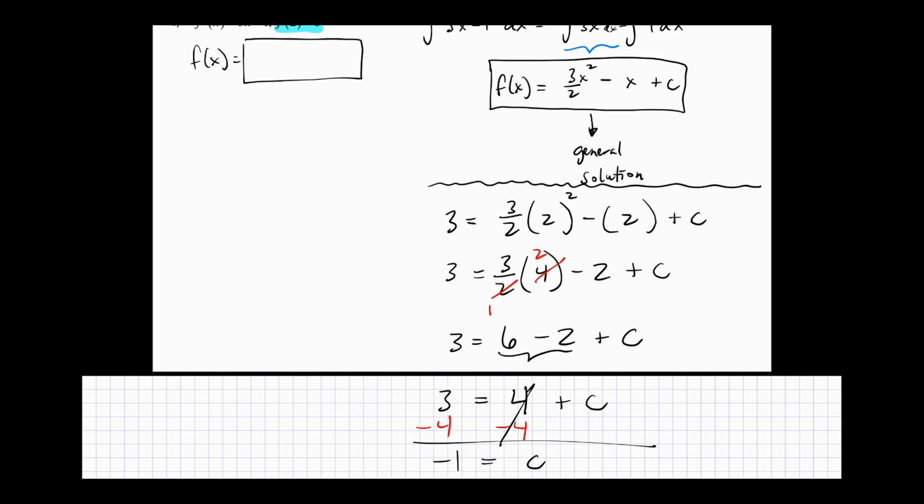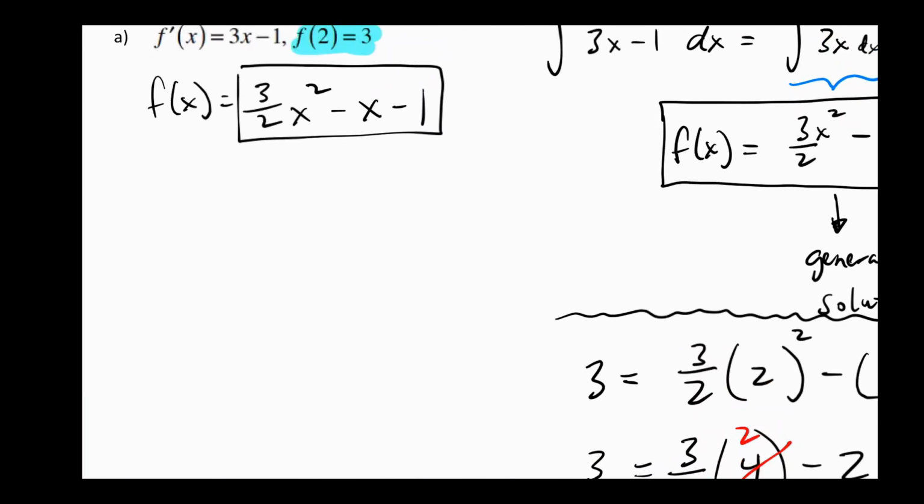So now I'm going to come back to my general and write what c is. So 3 over 2 x squared minus x minus 1. And this is the one, this is what we call the specific solution. It's specific to the problem that they've given you. Specific to the situation that they've presented, okay? That's the only difference.